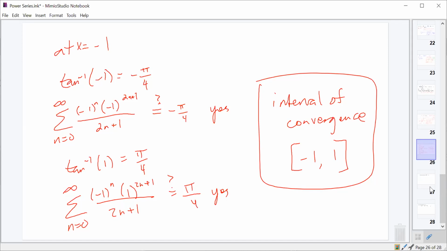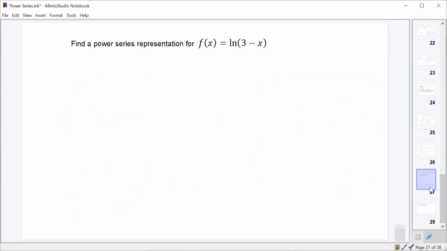All right. Let's do one like this. And we're going to, instead of doing a definite integral this time, do it as an indefinite integral. So we want to find a power series representation for the natural log of 3 minus x. And so what function, when we integrate it, gives us the natural log of 3 minus x?